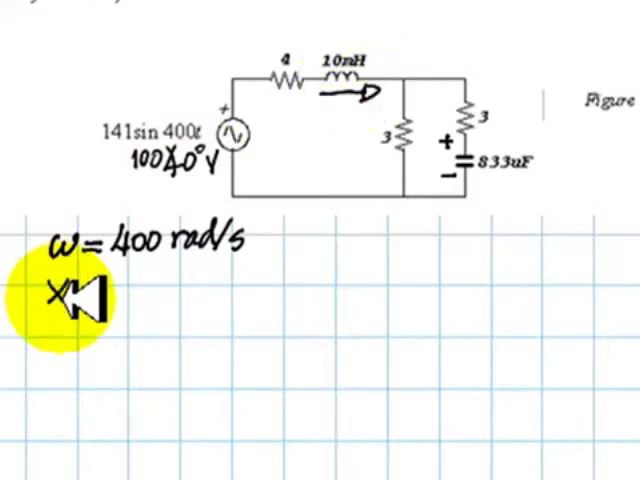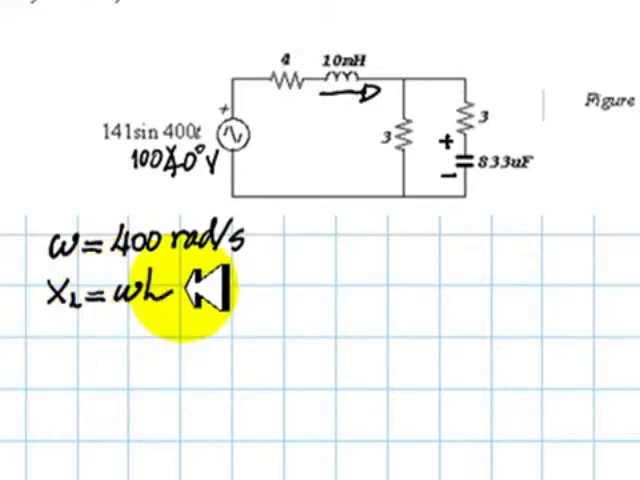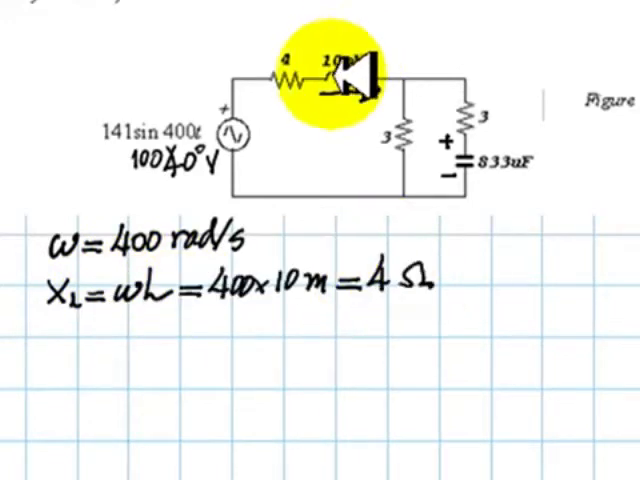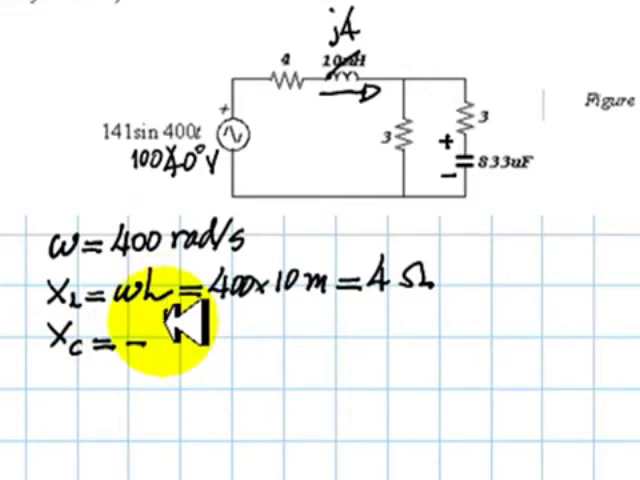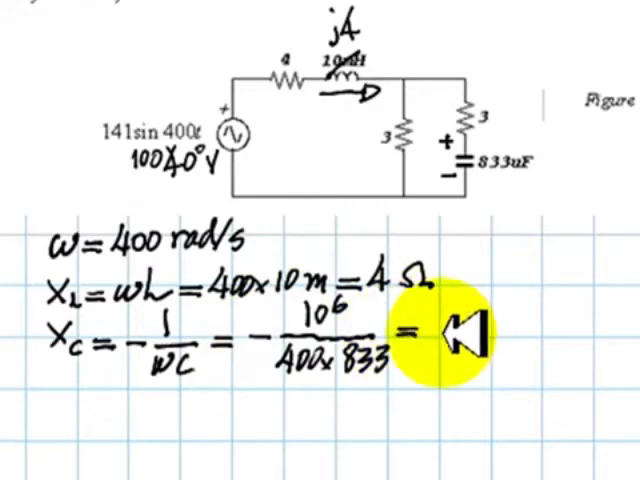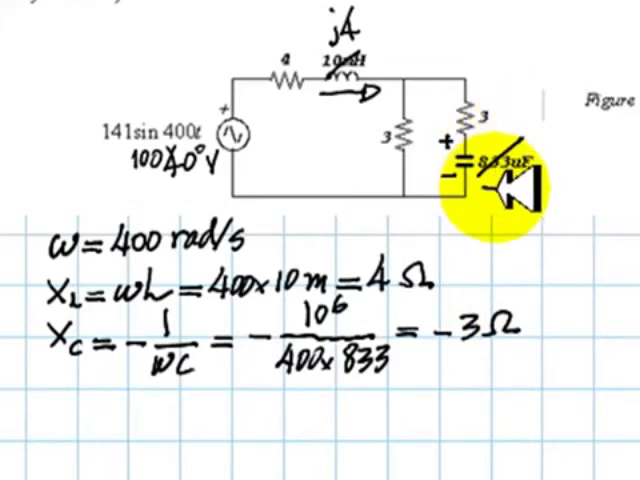For the inductor, the reactance, not the impedance. For the impedance, I will add a J here, but not yet. 4 ohms. I write here J4. For the capacitor, negative J3 ohms. We're ready to solve the circuit to find this current, IL, and this voltage, VC.